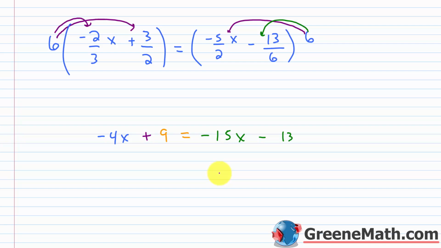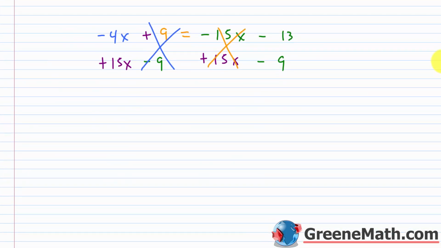So at this point, I just want to move all the variable terms to one side, all the numbers or constants to the other. So I'm going to go ahead and add 15x to both sides of the equation. So what's going to happen is this is going to cancel. Then additionally, I'm going to subtract 9 away from each side of the equation. And this is going to cancel. Let me scroll down and get some room going. Negative 4x plus 15x is 11x. So that's the left side of the equation. On the right side, negative 13 minus 9 is negative 22.